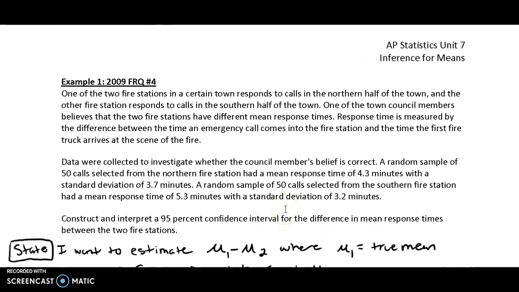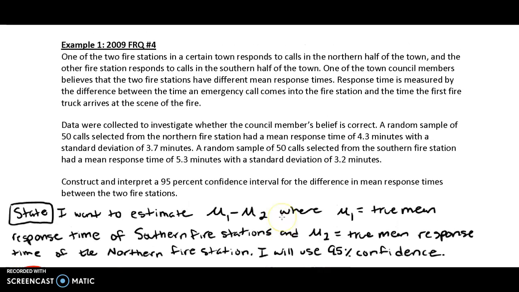Okay, so let's take a look at a very fun example from 2009's AP Statistics exam, and we're looking at FRQ number 4. Now, I will comment on the fact that typically hypothesis testing is the more common inference procedure that you will be using on the AP exam, but it could happen that they throw us a curveball and we decide to use confidence intervals.